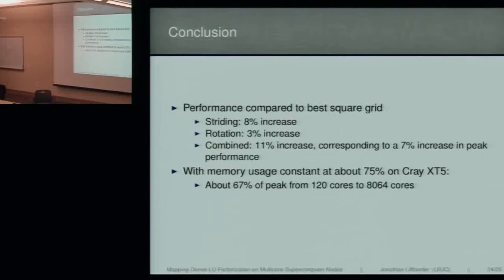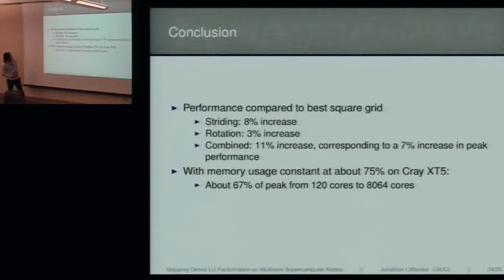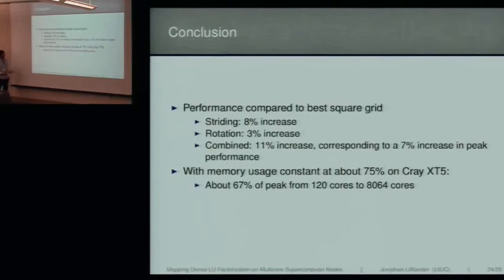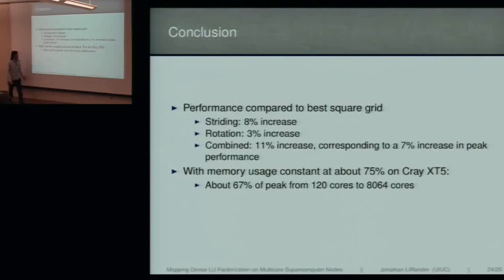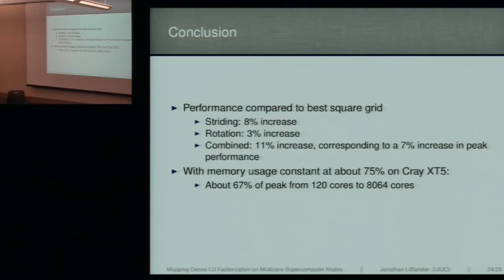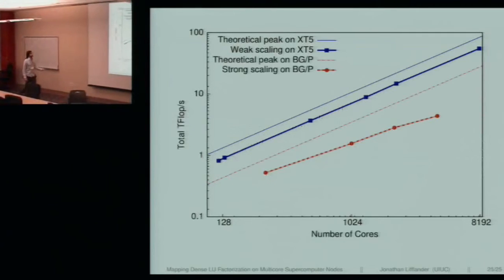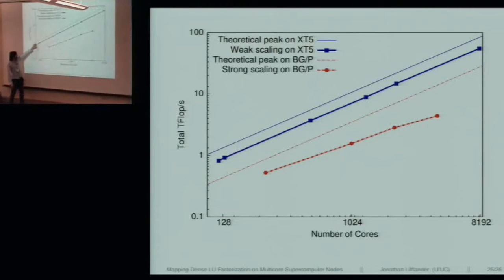Our performance compared to the best square grid that we achieved, so before the best we could achieve was using the square grid, we found that striding yielded an 8% increase, rotation yielded a 3% increase in performance, and combining these yielded about 11%, and this corresponded to a 7% increase in peak performance on the Cray XT5. And so this is how we're able to achieve about 67% of peak, going from 120 cores to 8K cores on XT5. And this is to quickly show our scaling. So this is the Cray XT weak scaling line. This is 75% of memory occupied, and then this is strong scaling on BGP.